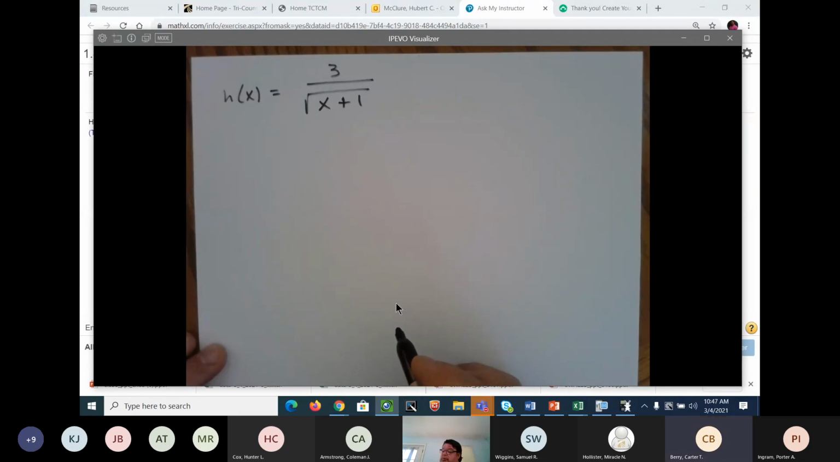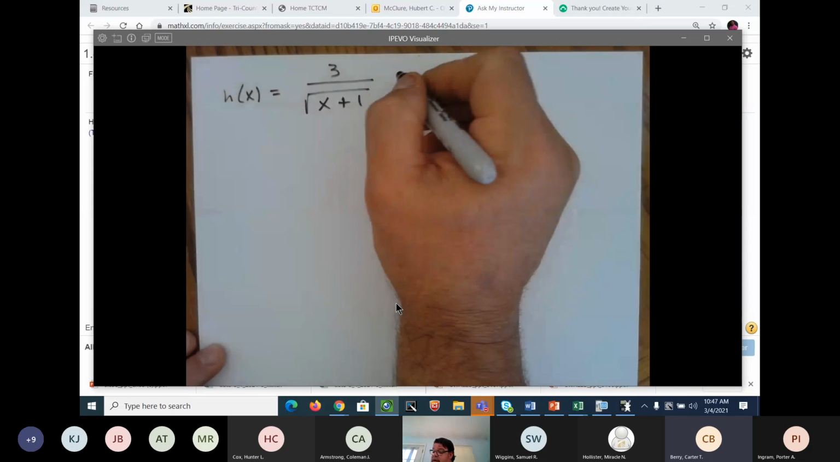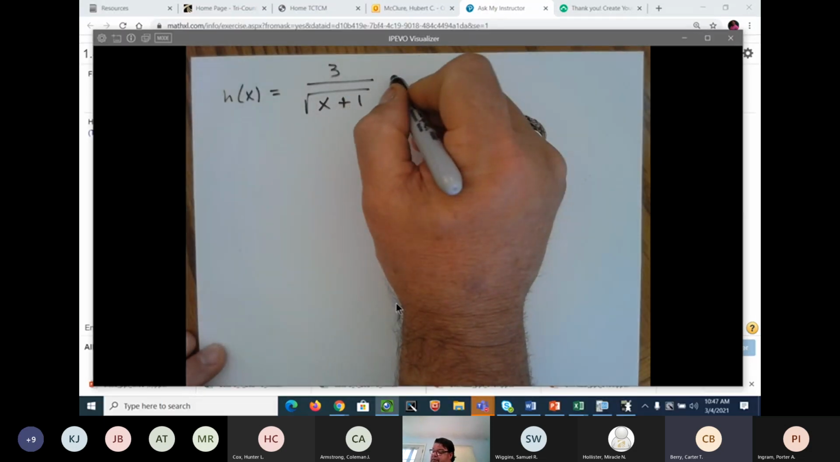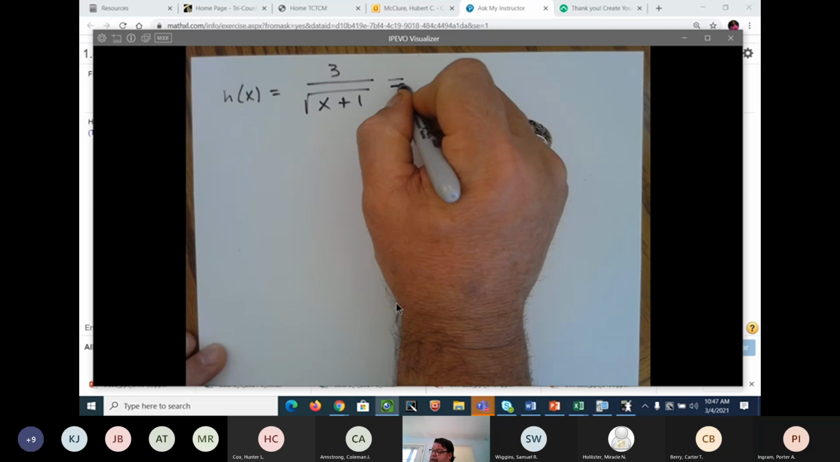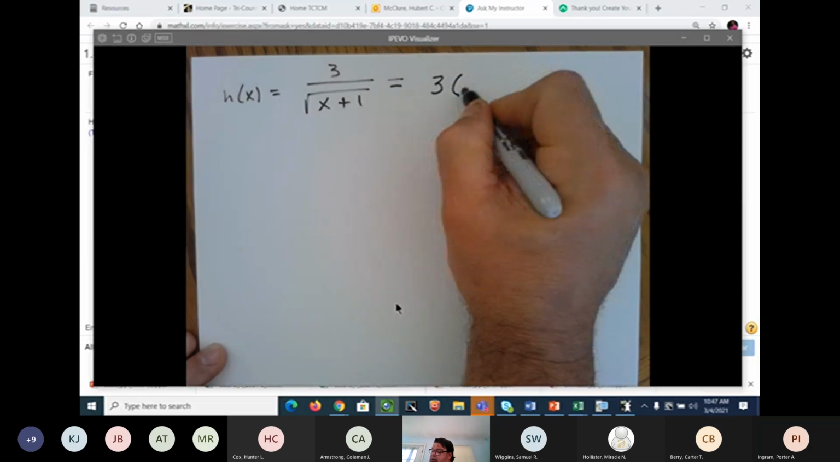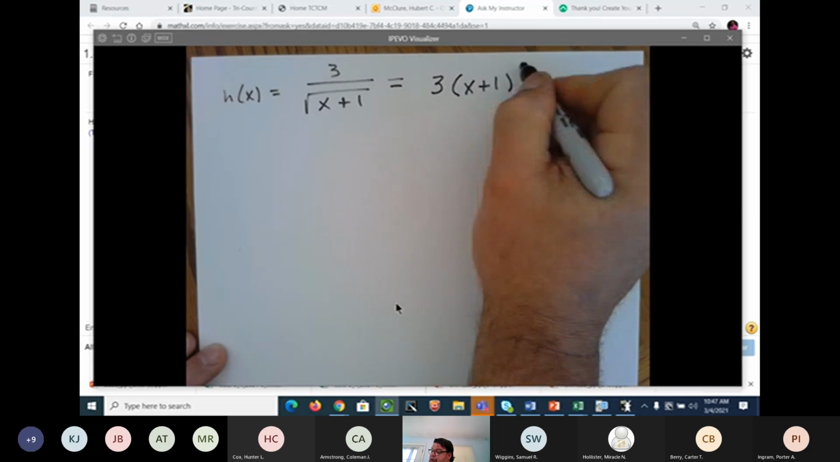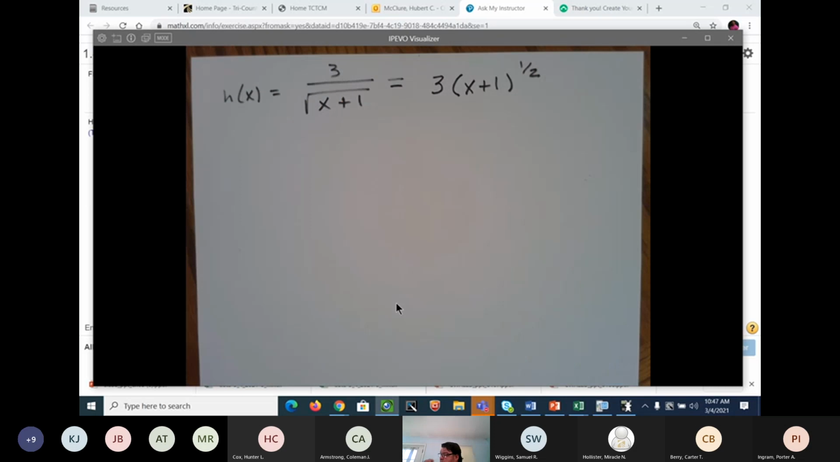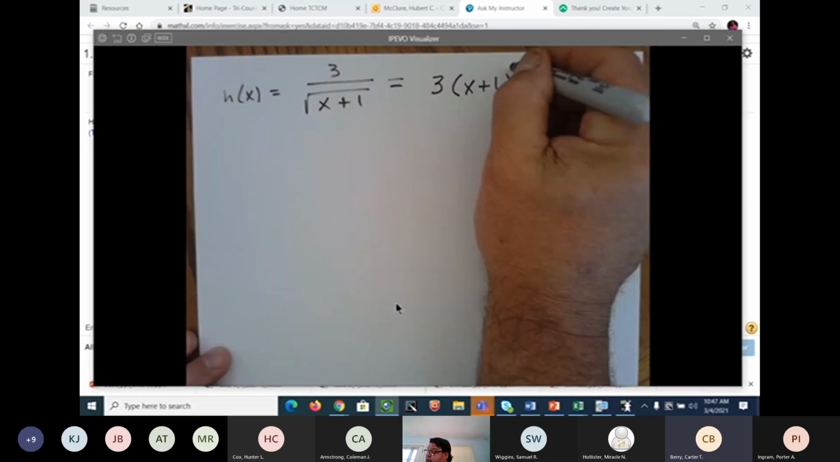You would change it. You'd move it to the top. You would change it to 1/2. Parentheses x plus 1 to the negative 1/2. Equals 3 times x plus 1 to the 1/2 power. Now, I'm fixing to show y'all something. Negative 1/2? I'm sorry, what? Wouldn't it be negative 1/2? Yes, it would. Thank you.